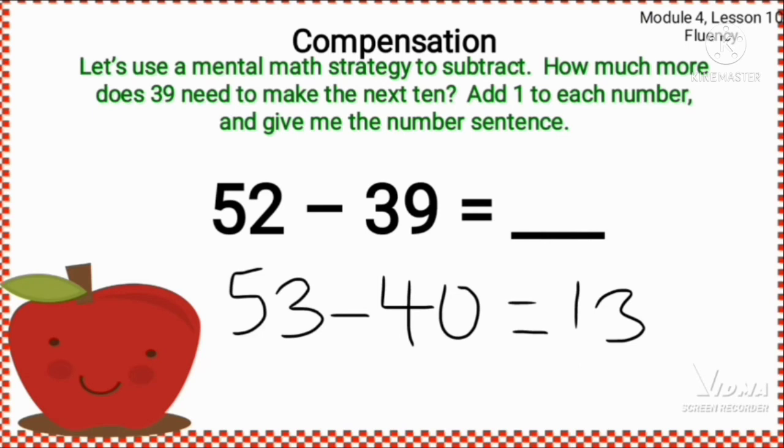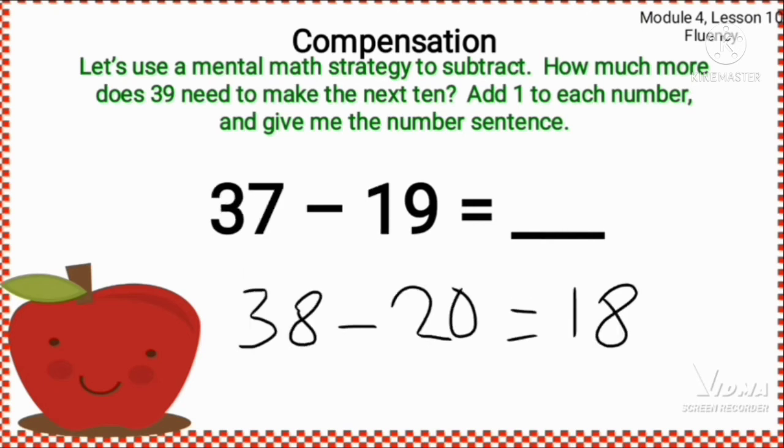52 minus 39. Now, how many more ones does 39 need to make a 10? It's 1. So add 1 to 39, it becomes 40. And add 1 to 52, it becomes 53. So our new sentence will be 53 minus 40. That becomes easy to solve, isn't it? 13. If I give you another one, can you solve it?